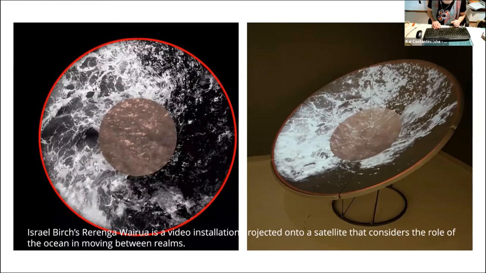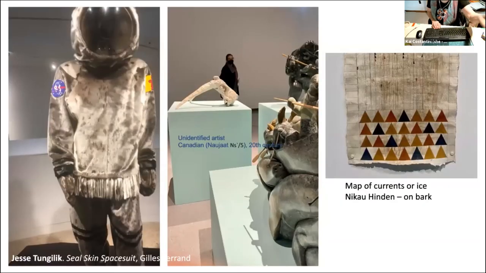And I'm going to end here with the last slide. A couple of other images in that direction: Jesse Tunley's sealskin space boot. And then on the right, we have a map for, I think it's either currents or ice formed. I'm not too sure anymore, but the other one is on bark with a map to read natural territory.